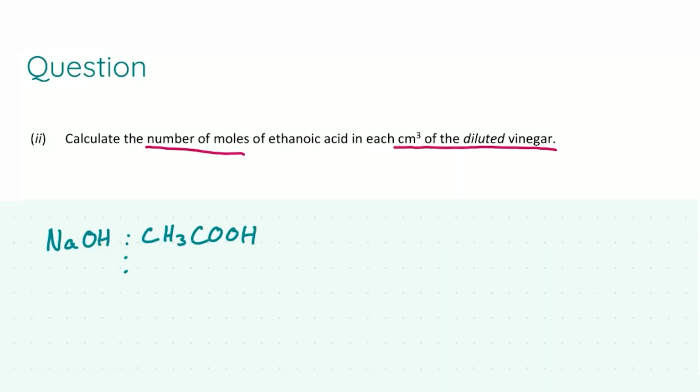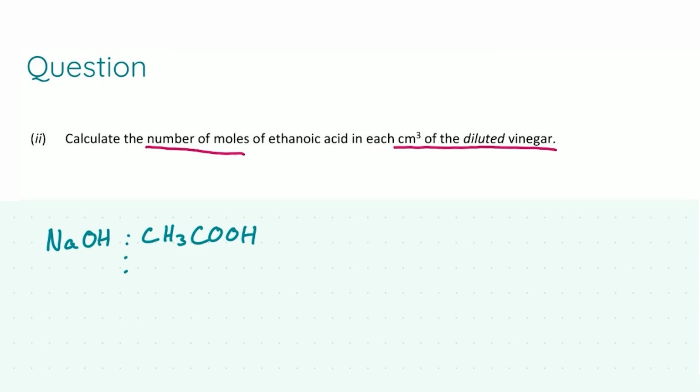It's asking us to calculate the number of moles of ethanoic acid in each centimetre cubed of the diluted vinegar. It's important that we see the diluted vinegar there. So straight away, when you see one of these questions where you're comparing something you know, something you don't know, you're going to do a ratio. So we look at the equation and we look at the ratio between the sodium hydroxide and the ethanoic acid. In this case, it's nice and easy. We have 1 sodium hydroxide to 1 ethanoic acid. What this tells us is that the number of moles of sodium hydroxide will be equal to the number of moles of ethanoic acid.